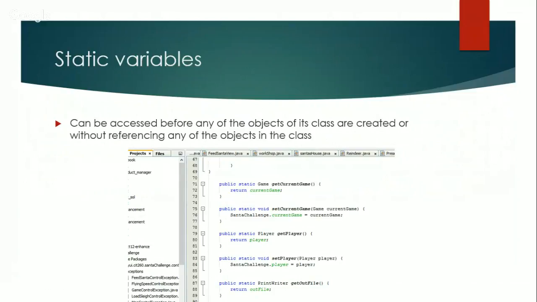So when you want to define a variable independent of other objects of a class, you would make it a static variable. And this just means that the variable can then be accessed even before any of the objects of its class are created, or before referencing any of those objects. And static variables get initialized or loaded when all instances of the class are loaded.